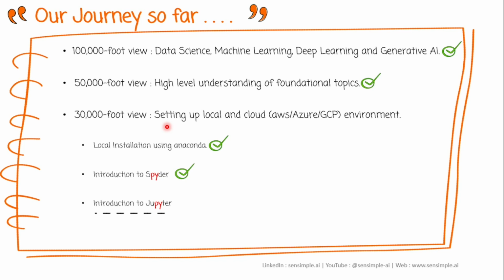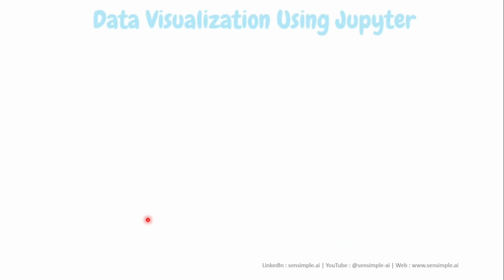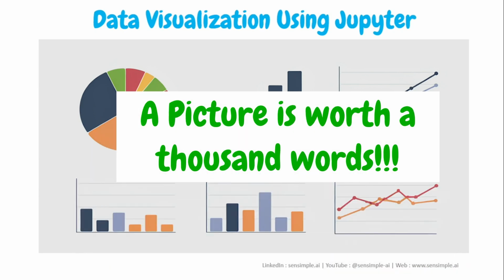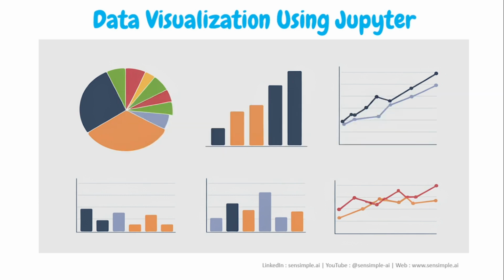We are presently building our knowledge on Jupyter server and we are going to see data visualization using Jupyter. Data visualization is one of the primary reasons why data scientists prefer Jupyter notebooks. The eye-catching visualizations can explain a ton of data in one picture. As they say, a picture is worth 1,000 words, and it is so very true in the data science world, which deals with a lot of data all the time.